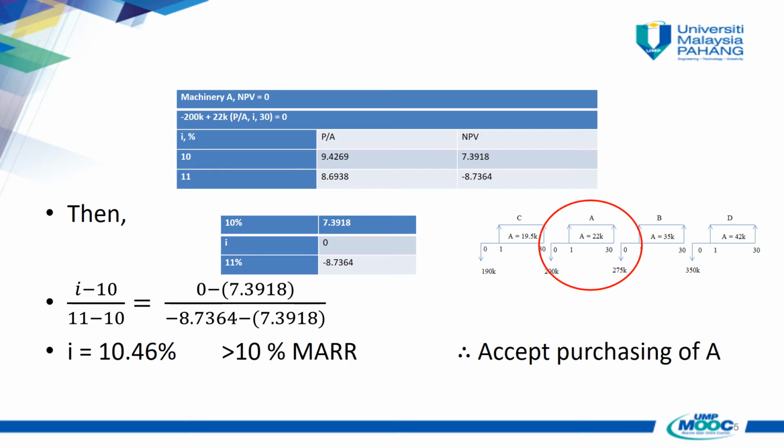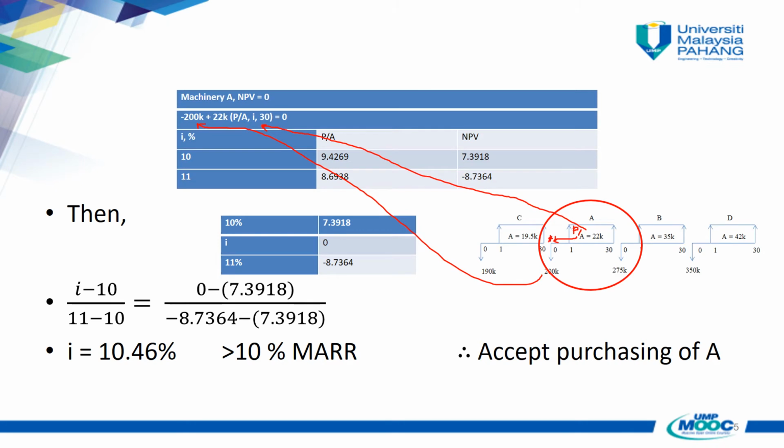After C, the next candidate is project A. All right, project A, negative 200,000 here. The NPV plus 22,000 per annum. Finding P where you know the A, because this is our A. We want to know what happened to our present value, today's value. So we call this finding P when you know the A.